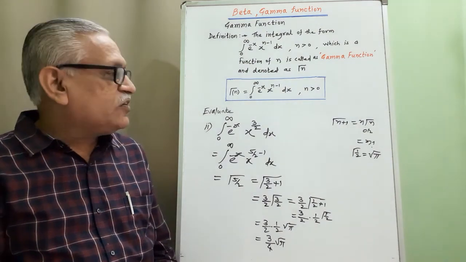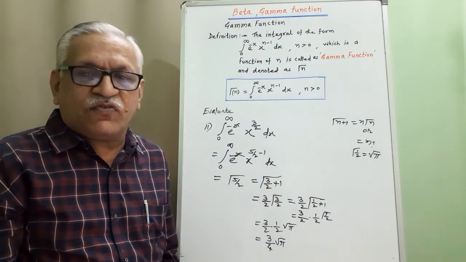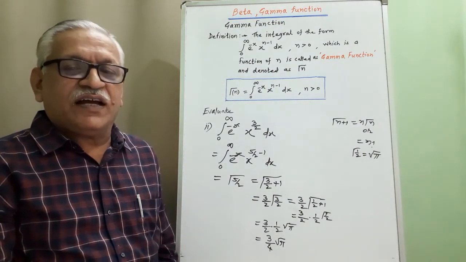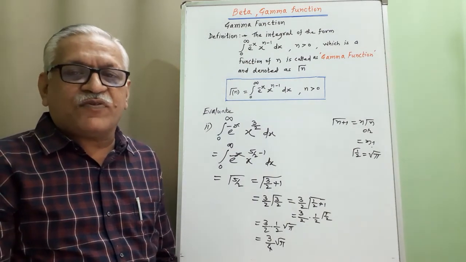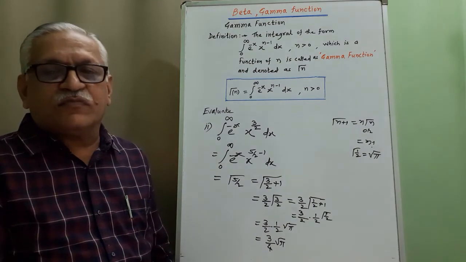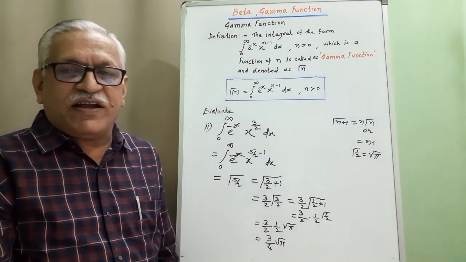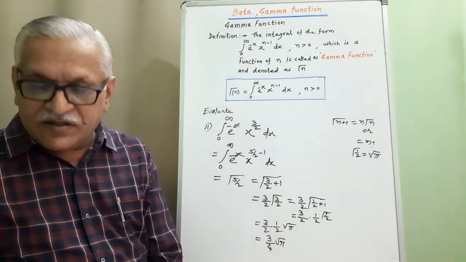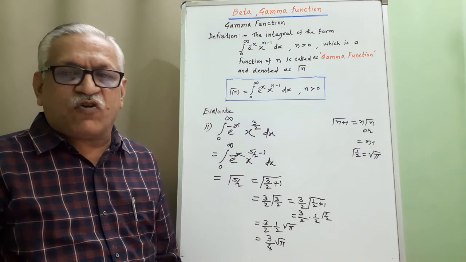Therefore, in this video, I have discussed two important things. The first one is the definition of the Gamma function, and the second one is the properties. And based upon those properties, I have solved some simple examples. In my next video, I will discuss the Beta function, its definition and properties.